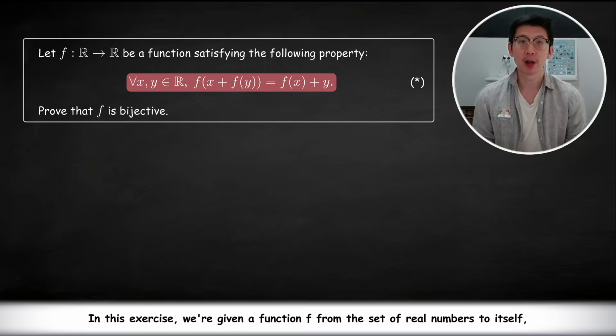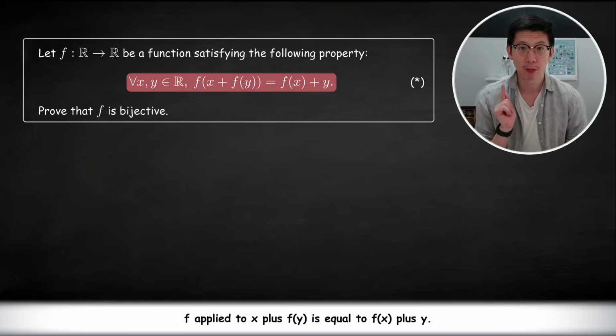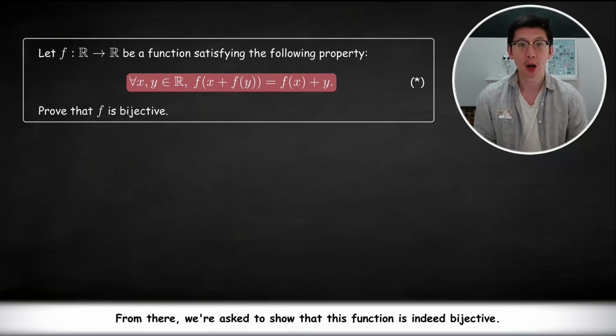In this exercise, we're given a function f from the set of real numbers to itself, satisfying the following star property: for any real numbers x and y, f(x + f(y)) is equal to f(x) + y. From there, we're asked to show that this function is indeed bijective.